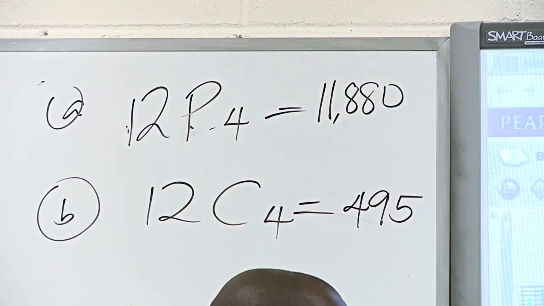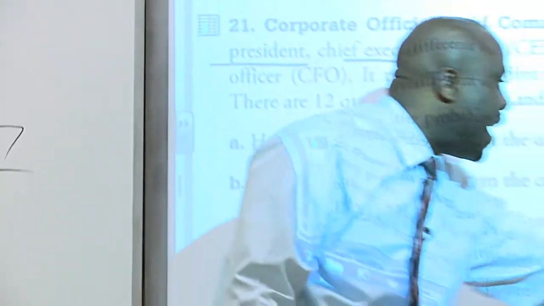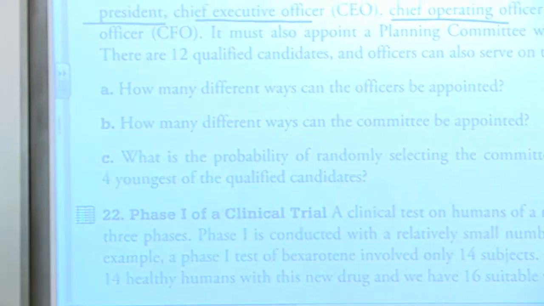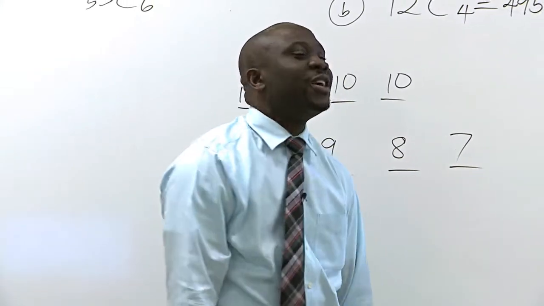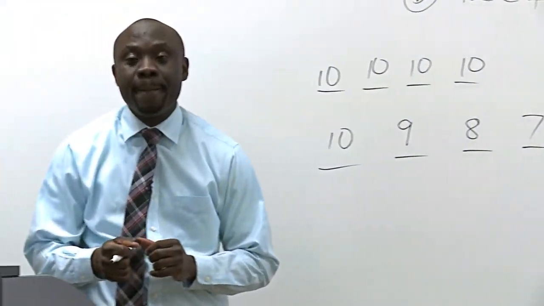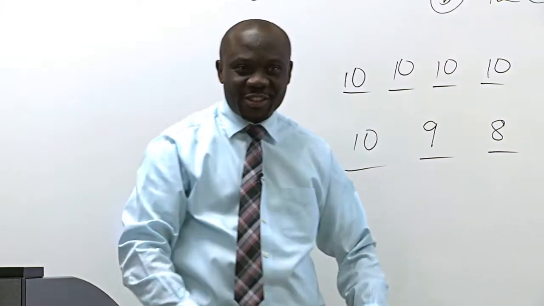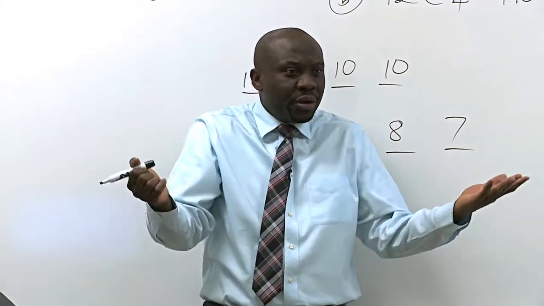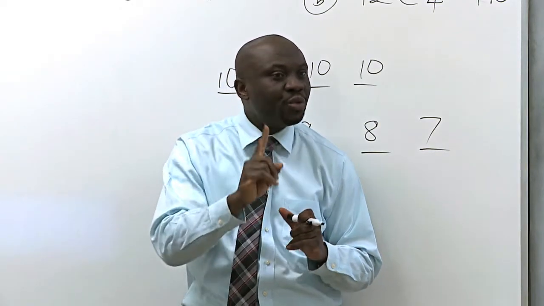What is the probability of randomly selecting committee members and getting the 4 youngest of the qualified candidates? You can't add both. What is the probability here? You don't need the ages. It's a good point you raise. We don't know their ages. How do we know the youngest ones? But you don't need them. And why don't we need the ages?